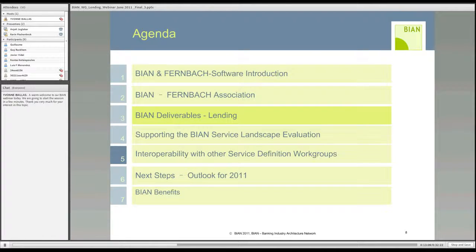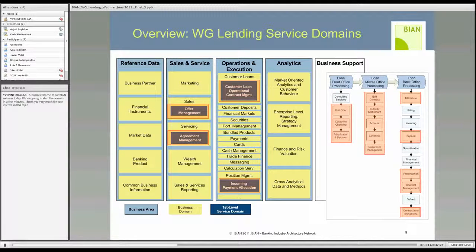Okay. In order to talk about these details, let's take a quick look at the Buyin service landscape, which is actually a logical functional decomposition of the services in a bank. And it's divided into business areas, business domains, and a further level of detail into service domains and the definitions around these service domains.